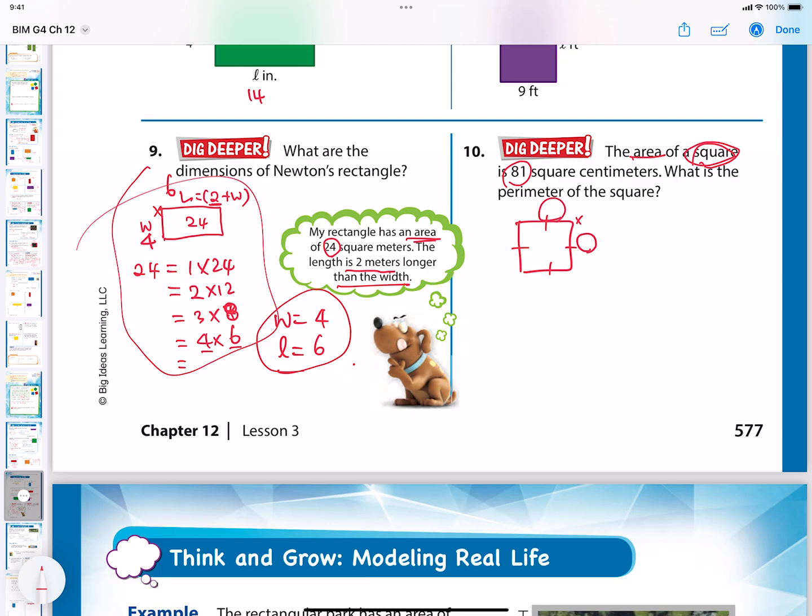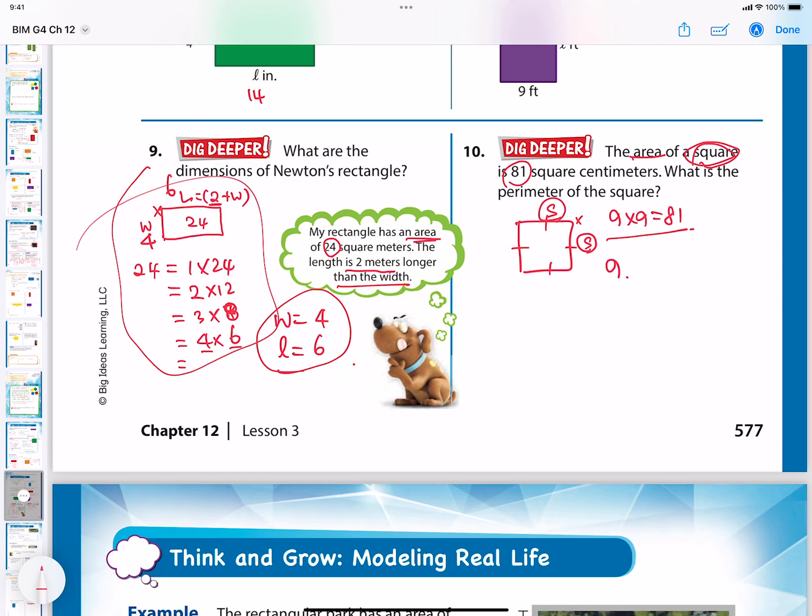Okay, this number times the same number. I mean, let's say a square. This side multiplied by itself is 81, which is what? 9 times 9 is 81. We know. So we got the length and width, which is 9.